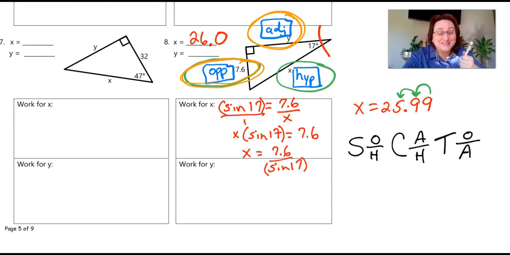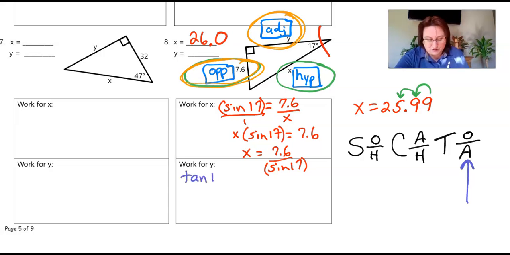Did you guys say tangent? And why is it tangent? Because tangent uses opposite and adjacent. So because we have the opposite and we want the adjacent, this time we're going to use tangent. I'm going to help you guys set this up. We do tangent of the angle, which is 17, equals, now our opposite side is the 7.6, and our adjacent side is y. Now I want you to practice this, go solve it and tell me, what do you get for y?